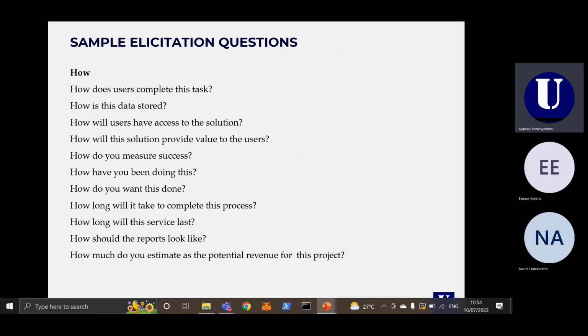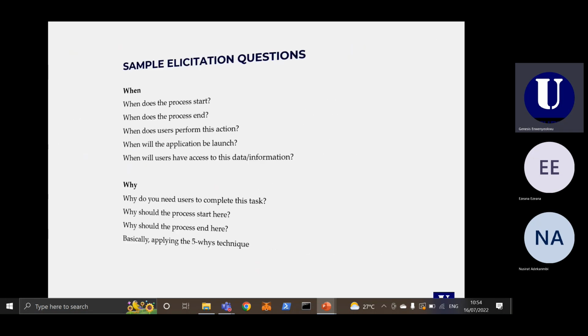How long will it take to complete this process? How long will this service last? How should the reports look like? How much do you estimate as a potential revenue for this particular project? Right? Then we have another open-ended question, which is the when.